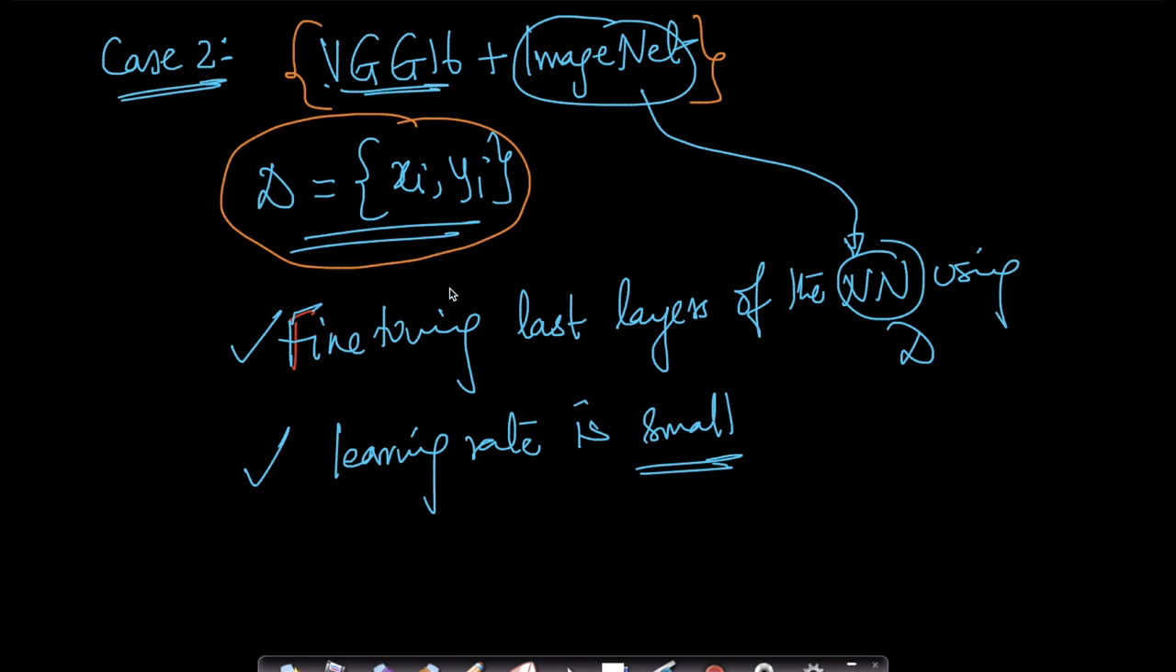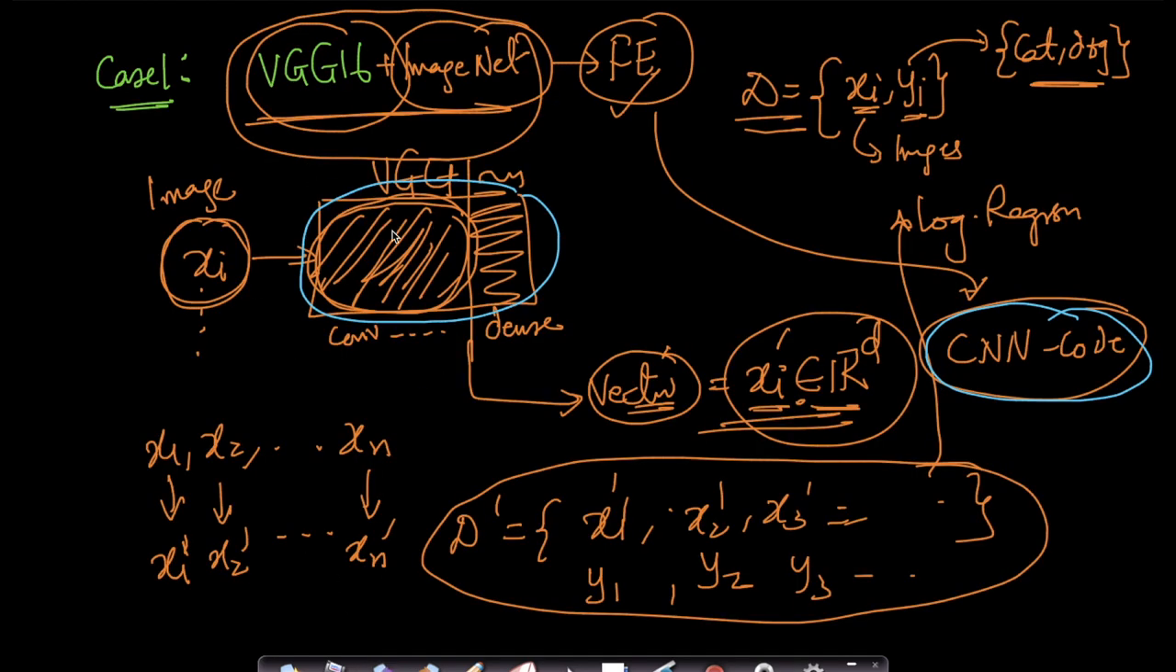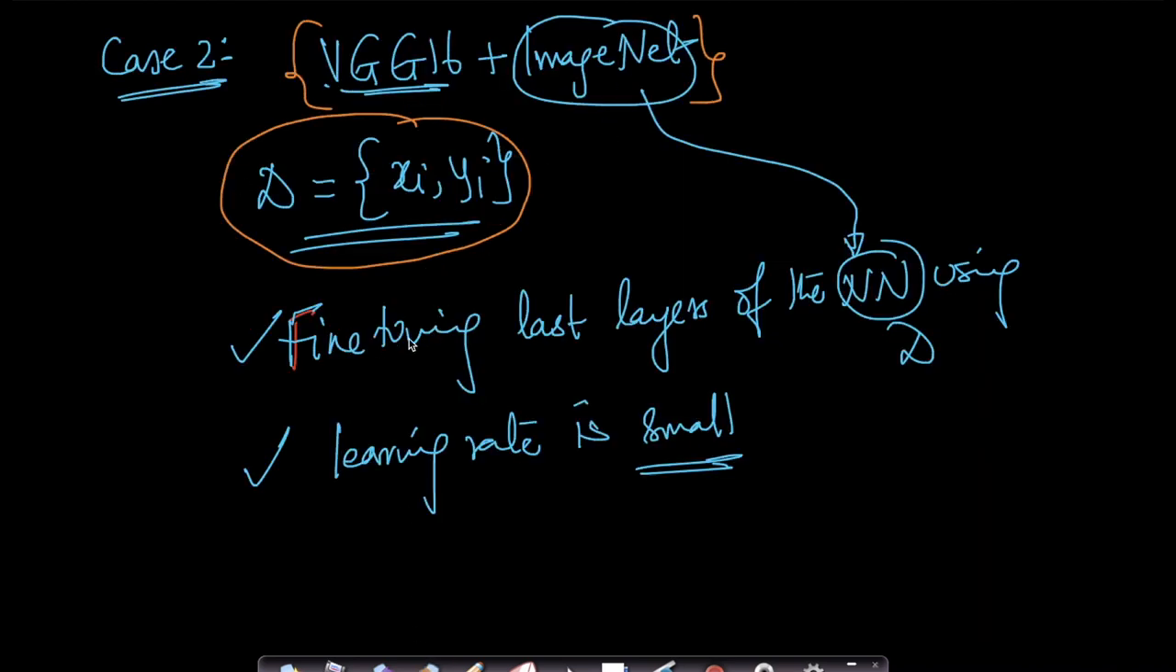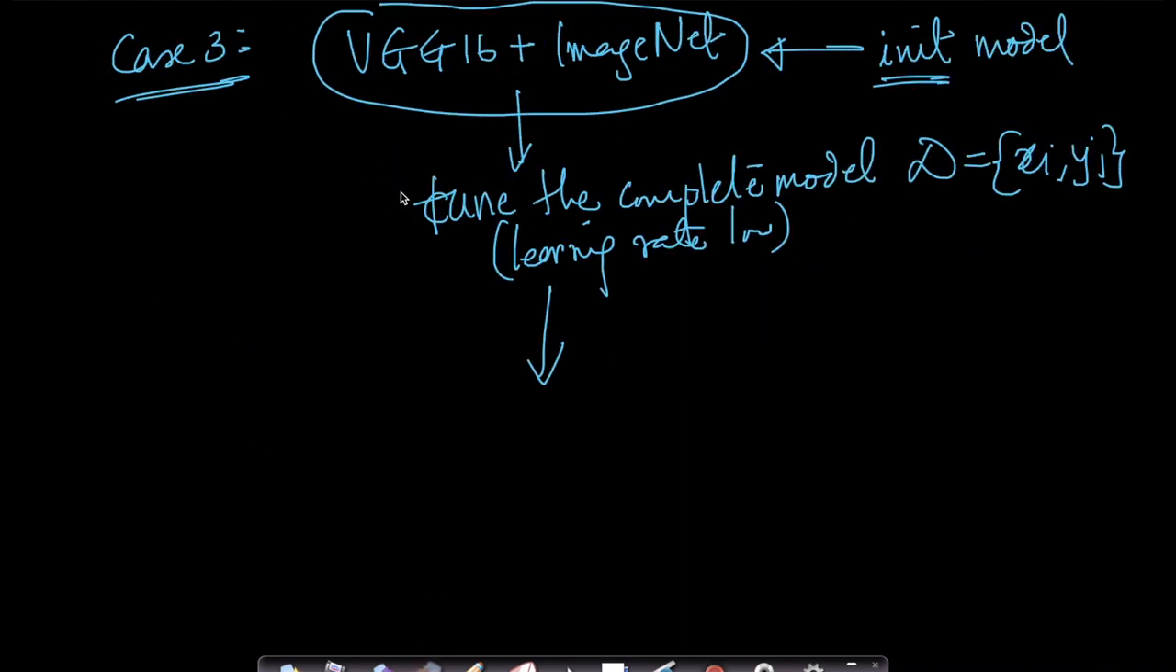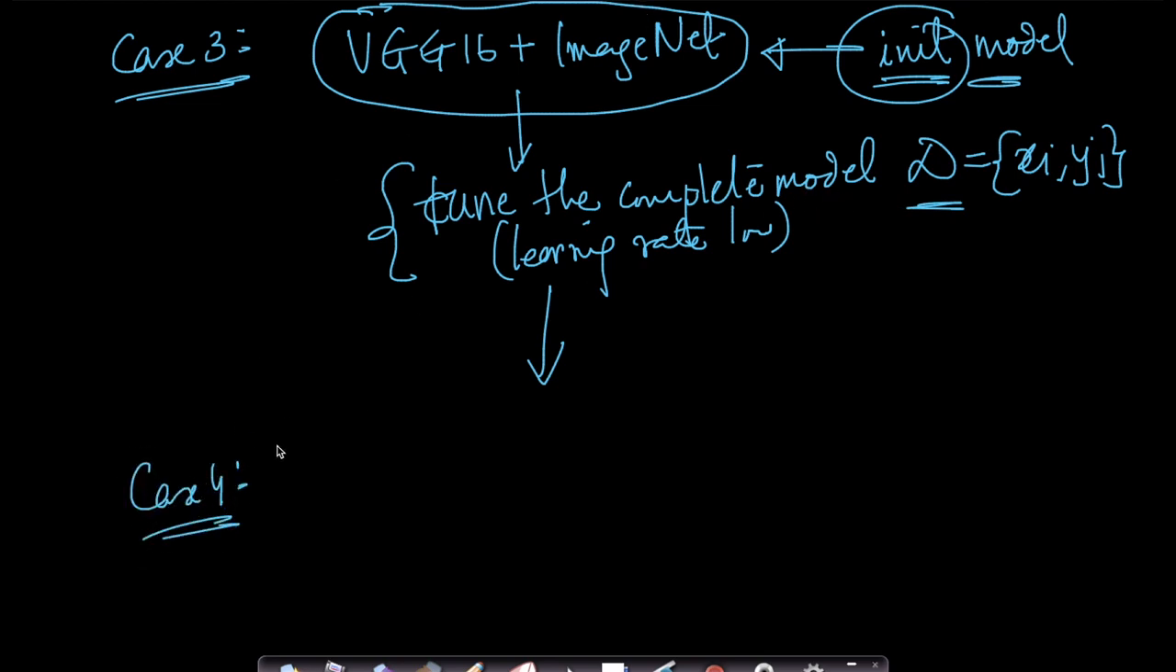We'll see when to use what option. The first option is don't fine tune anything. Just use CNN codes, use the ConvNet as a feature engineer. Second is just fine tune the last layers. The third option is use the VGG plus ImageNet as the initialization, and then fine tune the whole complete model using the new dataset. Of course, there is always case 4, which is just ignore pre-existing models and retrain the network from scratch.